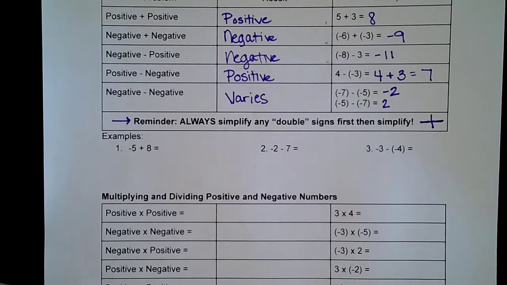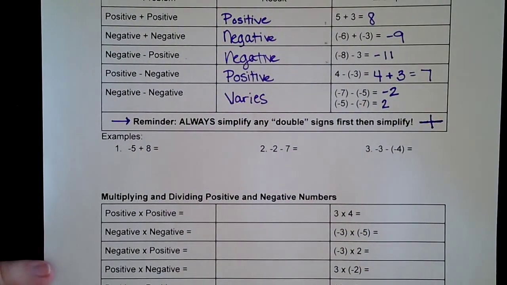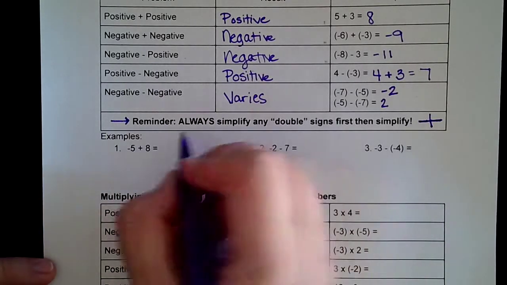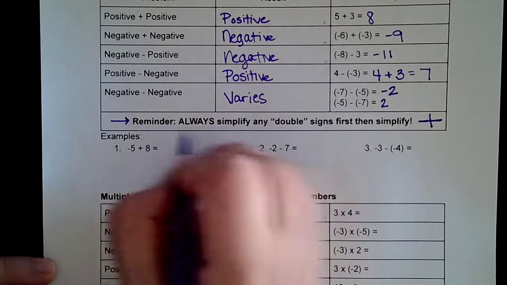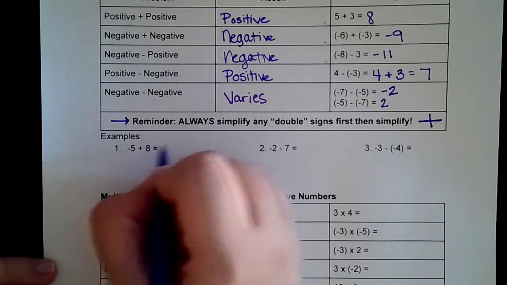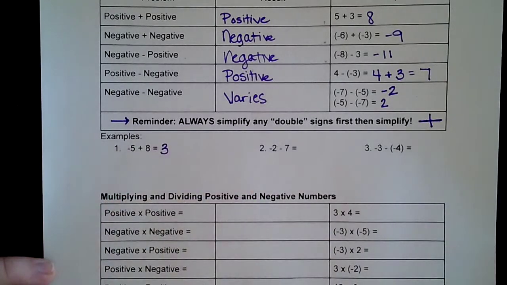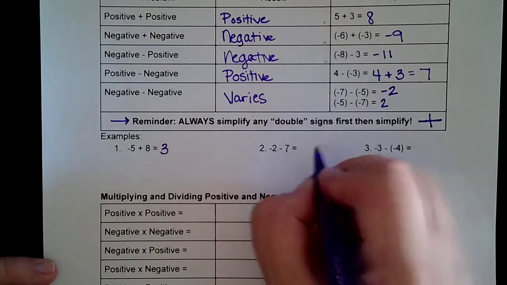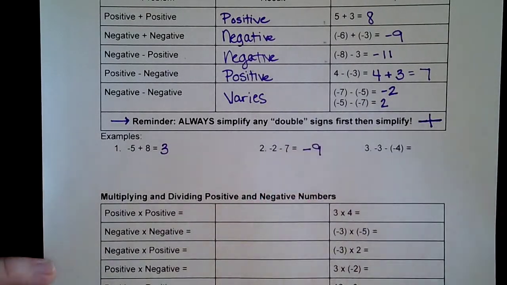And then I've got some really simple examples for you to try. You can go ahead and try those. I'm just going to throw some answers down, so if you want to pause the video right away and try them, you can, or you can do it along with me. Negative 5 plus 8, that would be a negative plus a positive, making this positive. This would be negative 2 minus 7, negative minus a positive, negative 9.